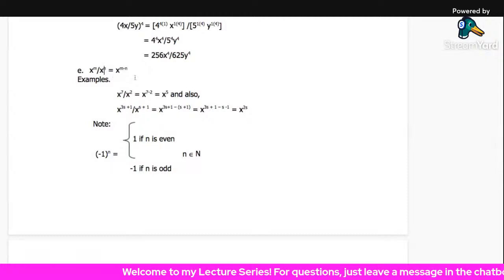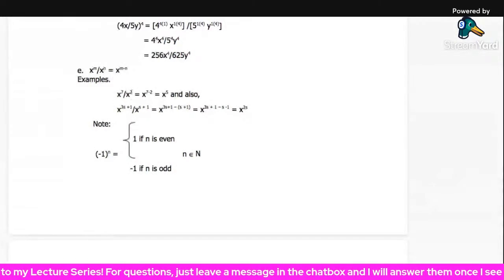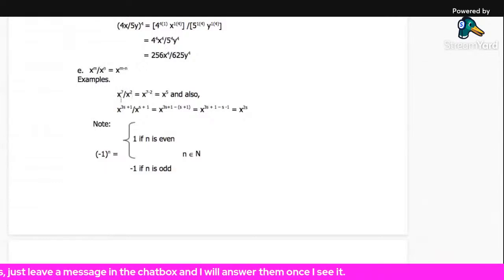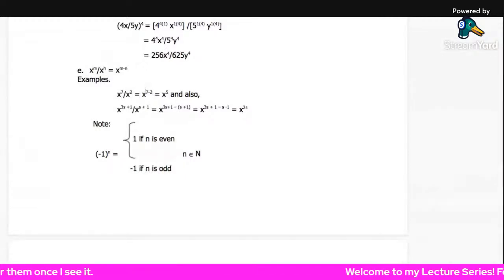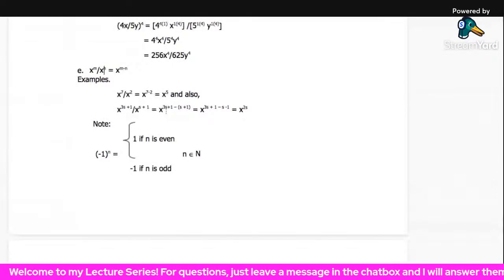Okay, so for example, we have x to the seventh over x squared. Since you know that they do have the same bases, this will be x, that's the base, and then you get the difference of the exponents of the numerator and the denominator. So we have x raised to 7 minus 2. This will give you x to the fifth.